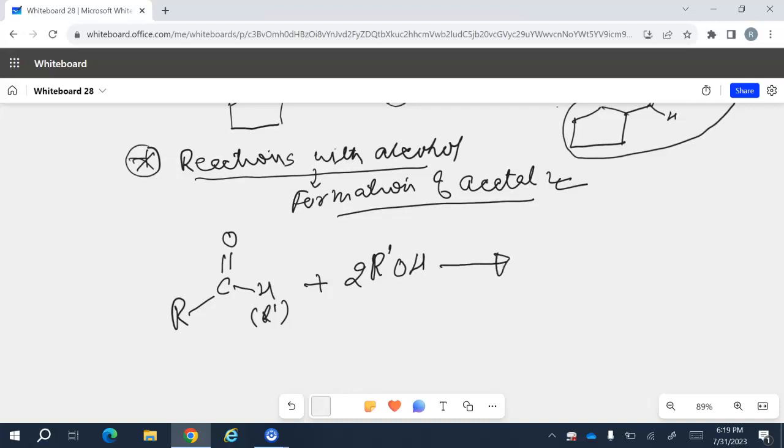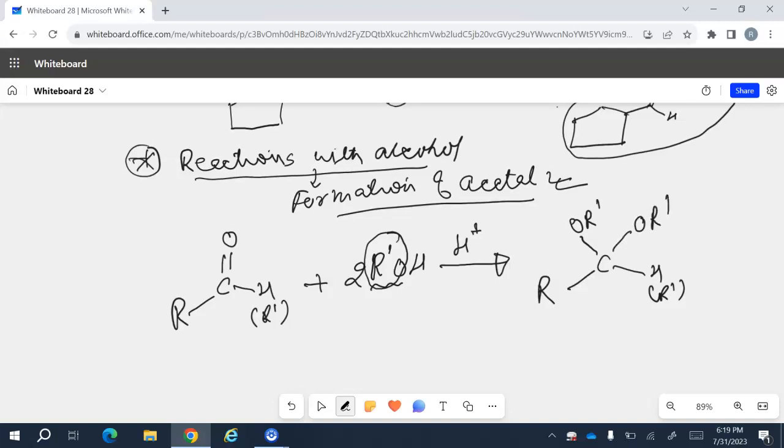Okay, and this reaction also takes place in the presence of a little bit of acid. Then what happens is, you have RCHO or R'CO, and two alcohol groups on this carbon. The alcohol will deliver an R'O group, so you will have an alkoxide group. Two of these will be attached to the carbon. This is what we call an acetal. So this will result in the formation of an acetal.